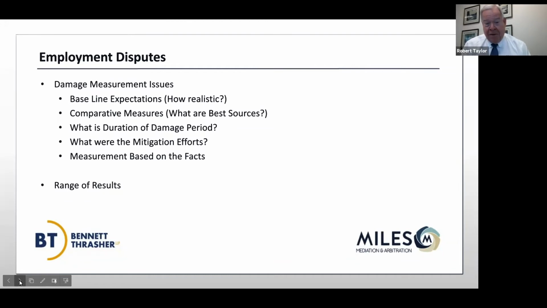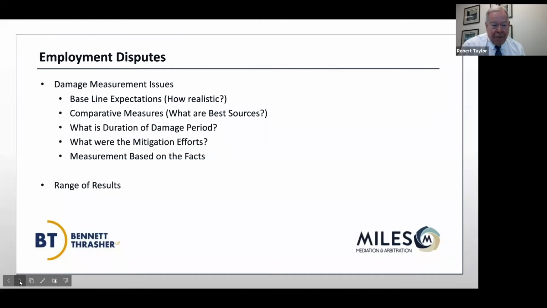There are certainly outside sources and databases that you can access, but many times those comparative measures are internal to the company, within the industry, and are not obtained from databases. What is the duration of the damage period? How long before the employee is back in the position where they should be, recovered from the wrongful acts? And what were the mitigation efforts that the employee pursued, or even the company pursued, in order to offset the claims? And again, the measurement is based on the facts of the case.